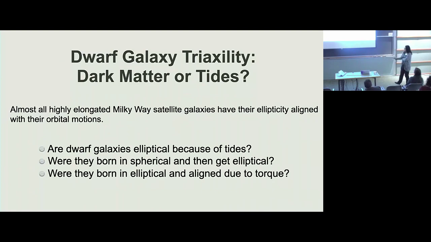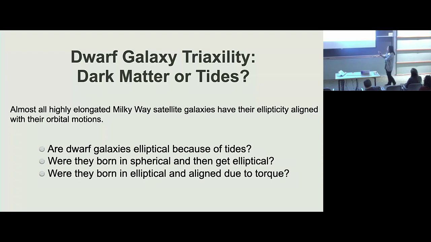So the conclusion I have is that all highly elongated Milky Way satellite galaxies have their ellipticity aligned with their orbital motion. But that's weird. People tell me these galaxies are triaxial because they formed triaxial, but then why do they match the motion? So are dwarf galaxies elliptical because of tides? Were they born spherical and then became elliptical, or were they born elliptical and then aligned due to torque? There's a lot of work, some theory and some observational, that shows it should be the last one.